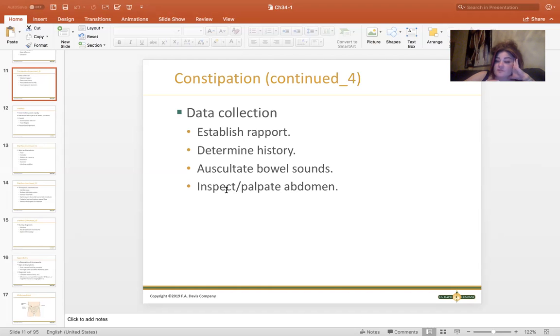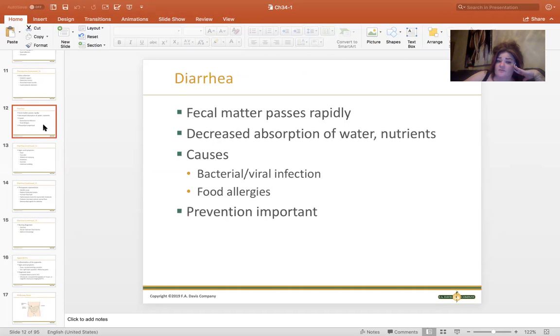We always inspect first. And why? Because if we palpate first... inspect, listen, then palpate, because we don't want to potentially make it where we're making the bowel sounds for it. So we can kind of see what's going on in your abdominal area as far as your bowel sounds.